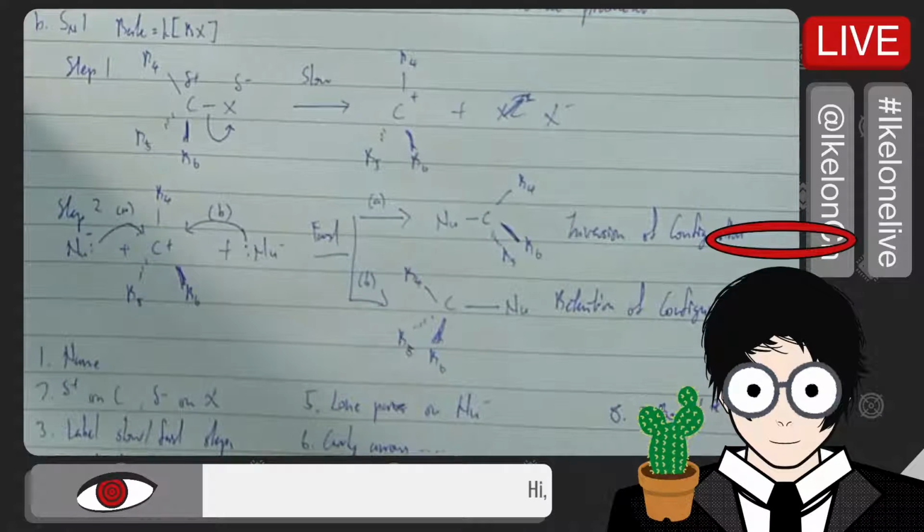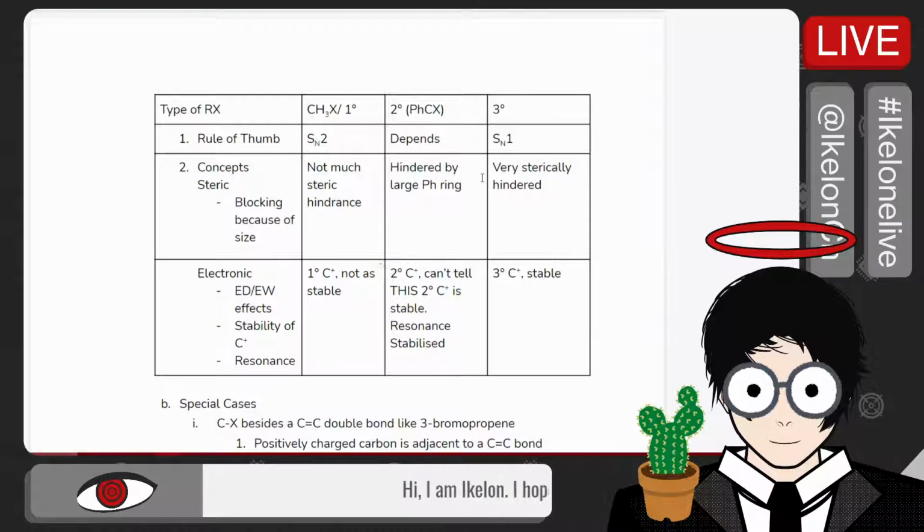So if it's a tertiary halogen derivative, it would be very sterically hindered, so it will not proceed by the SN2. However, it's very stable. As I've said, there are three electron donating groups. The carbocation is stable, with lower activation energy. That's why the reaction is fast, and that's why it will not go by the SN2 mechanism. It will go by the SN1.